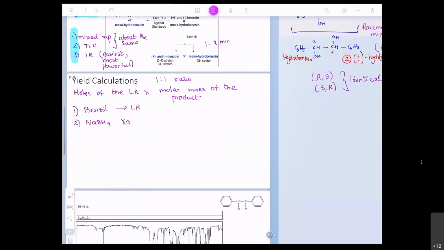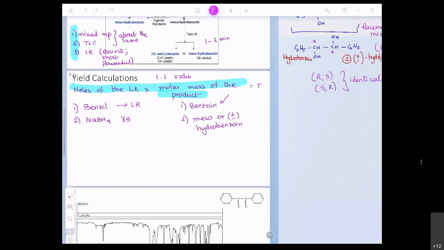Your product can either be a partially reduced benzoin, or it can be a completely reduced meso or racemic hydrobenzoin. Keep in mind the molar masses of meso and racemic hydrobenzoin are exactly the same. Benzoin is going to be a little bit different. And then you're going to employ this formula, moles of the limiting reactant times molar mass of the product. That's going to give you the theoretical yield. Then you'll get to the percent yield.